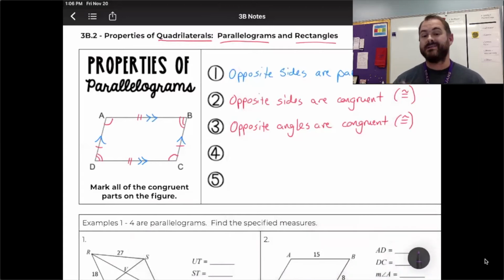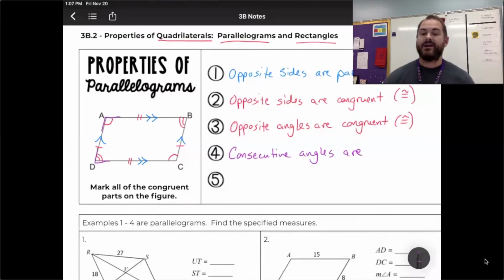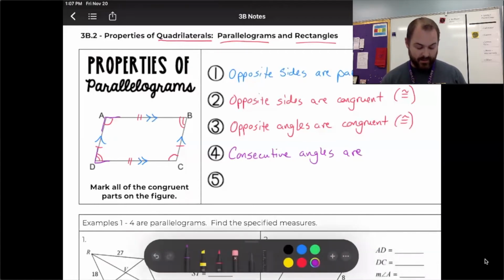But we also need to understand something about the angles that are not opposite, angles that are considered consecutive angles. You remember that term from the previous lesson. Consecutive angles are next to each other, or they share a side. Consecutive angles like A and D are actually supplementary. They add up to equal 180 degrees. And you'll remember that from our discussion about parallel lines.